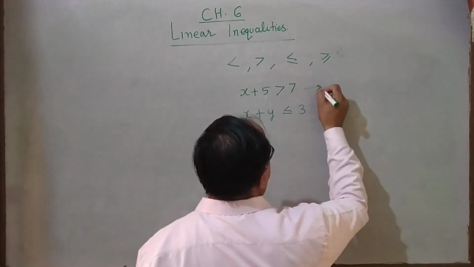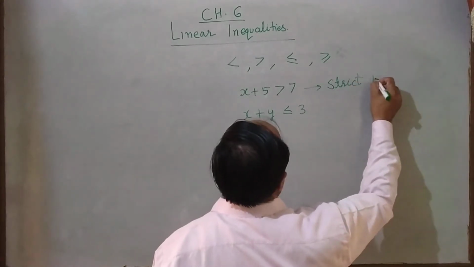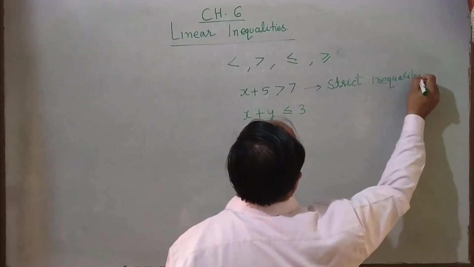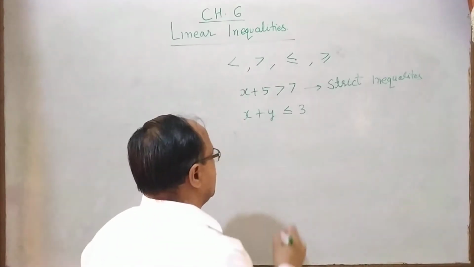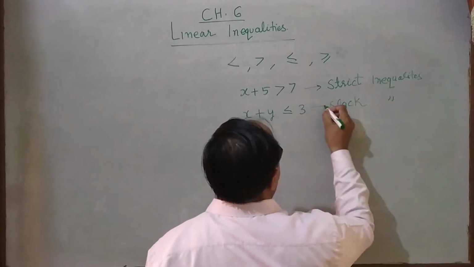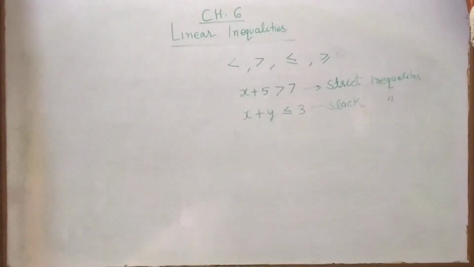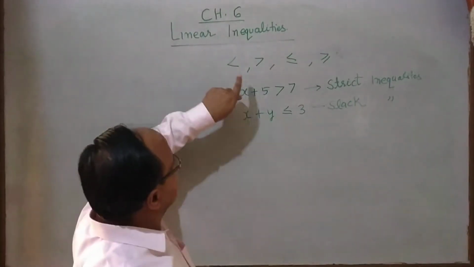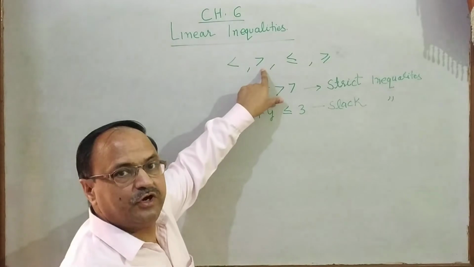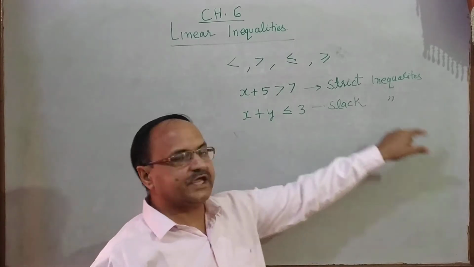And this type of linear inequality is called strict inequality, and this is called slack inequality. Correct? Strict and slack. Clear? For strict inequality, we use these symbols. And if we use these symbols, then it is called slack inequality. Correct?